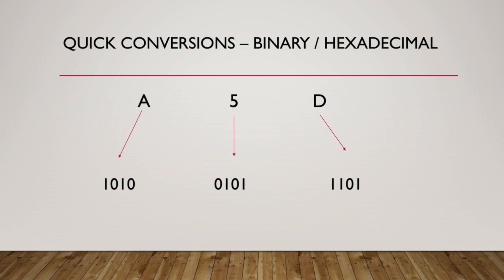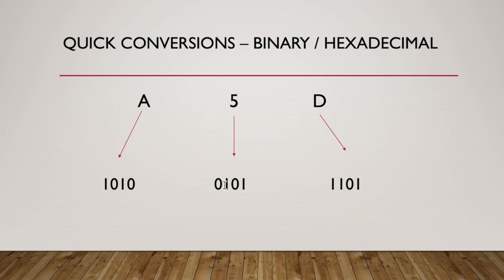And D is 1, 1, 0, 1. All you need to remember for this one is to put 4 digits for each of the numbers or the digits that are not on the left-hand side. Okay, so if you've got A5D, the 5 needs to have 4 digits, even if some of them are zeros. If you don't give it 4 digits, the conversion doesn't work.